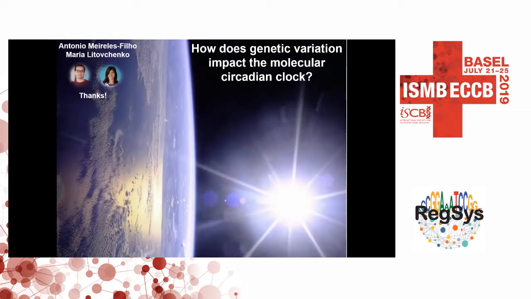So switching gears, a second vignette, or a second project I'm going to talk about, relates to our interest in understanding circadian gene expression, and in our context, circadian gene expression variation. And this is work driven by a great postdoc in the lab, Antonio Malares-Filho, and all the bioinformatic analyses were done by a fantastic student in the lab, Masha Litovchenko.